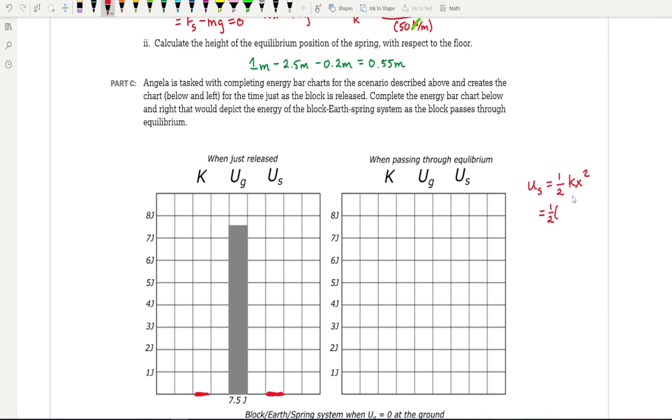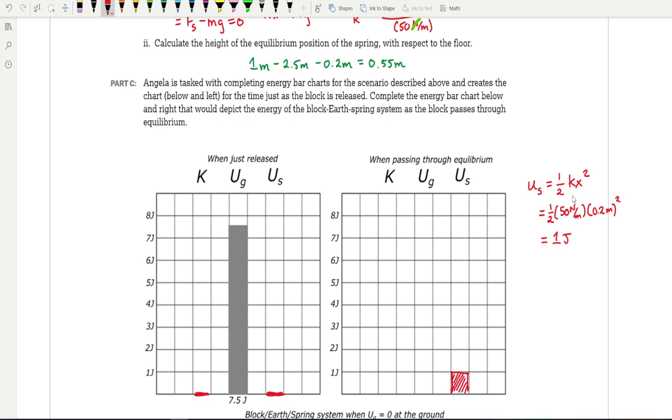It's going to be 1/2 the spring constant, which would be 50 newtons per meter, times 0.2 meters for the stretch from the equilibrium position, squared. This should give you an answer in units of joules. So let's try to work these through. It's going to be 1/2 times 50 times 0.2 squared, and that comes out to be 1 joule. Okay, so for the spring part, I'm going to put 1 joule of spring potential energy right here.